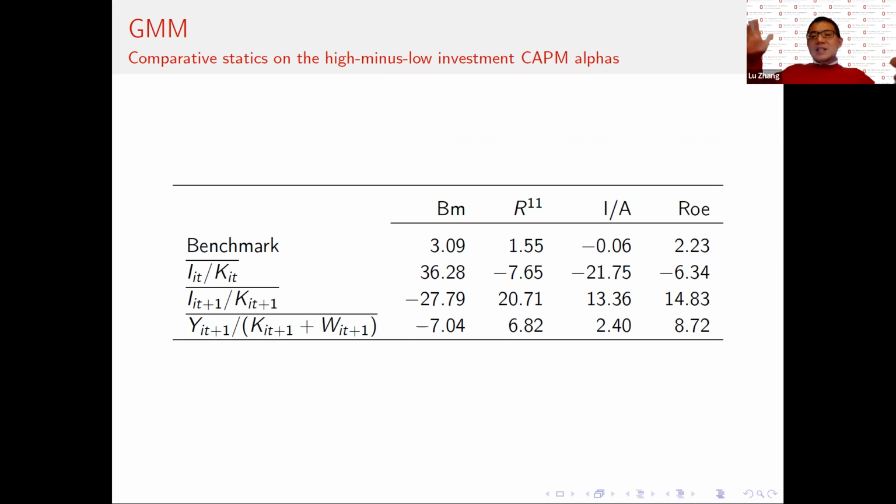If that resulting alpha is much bigger than the benchmark alpha, then we say the cross-sectional variation in this characteristic is really an important determinant of the cross-section of expected returns. In this case, we can see that the cross-sectional variation of investment rate is clearly the most important determinant of the value premium. If you eliminate the cross-sectional dispersion in investment rate, our model implied value premium is going to generate a gigantic alpha of 36%. It turns out the next period investment to asset strongly goes the wrong way. Eliminate that distribution, you generate the value premium strongly negative, goes the other way.